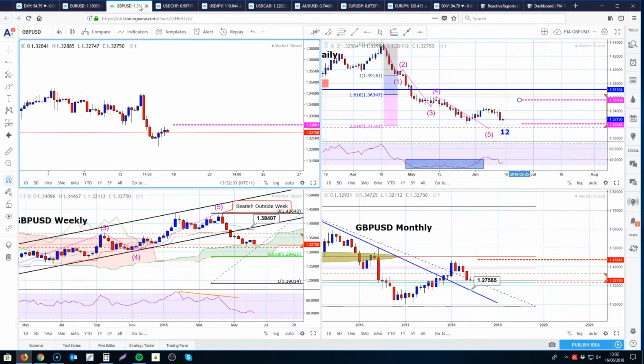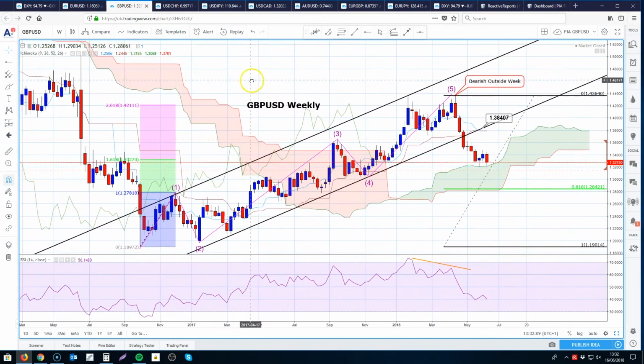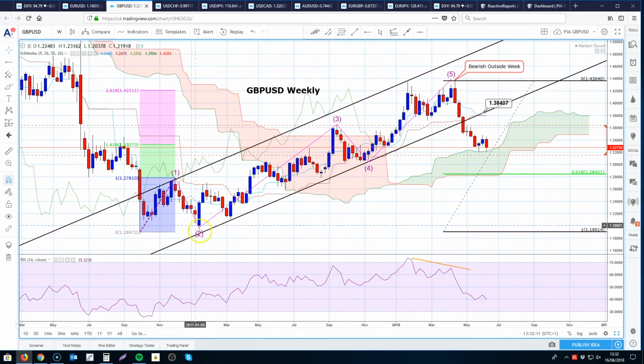Cable, again, it's not cut and dry really where we're going in this currency pair. We're going to look at the weekly chart first. Here we had a 5-wave count to the upside, stopped, stalled, gave us a bearish outside reversal candle on the weekly chart, and then moved to the downside. That was close to this 261.8% extension level at 142.11.